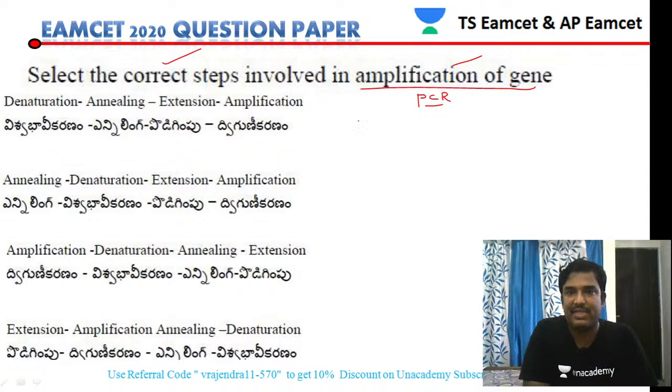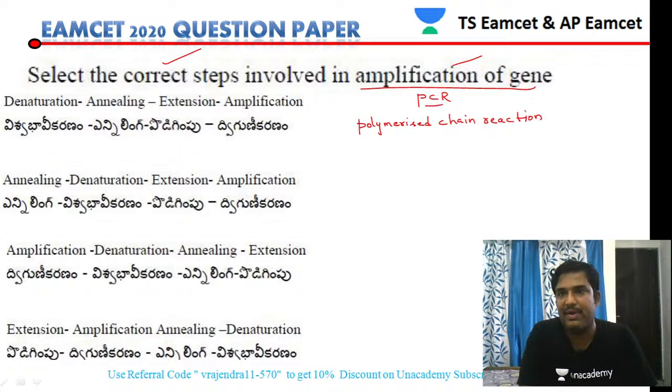What is the full form of PCR? The full form is polymerase chain reaction, or polymerization chain reaction, PCR. Okay. So in that PCR there are different steps present.